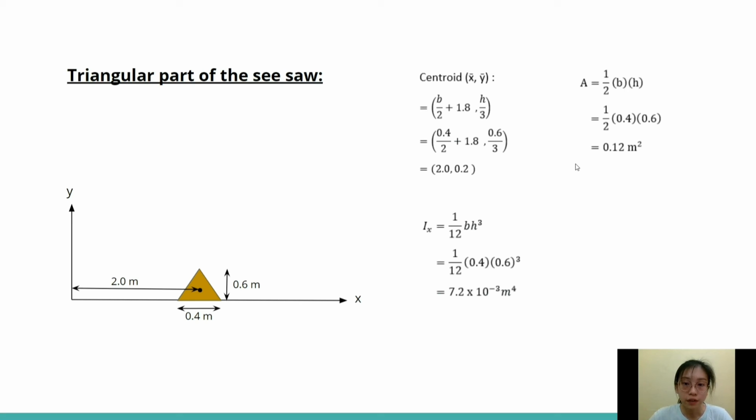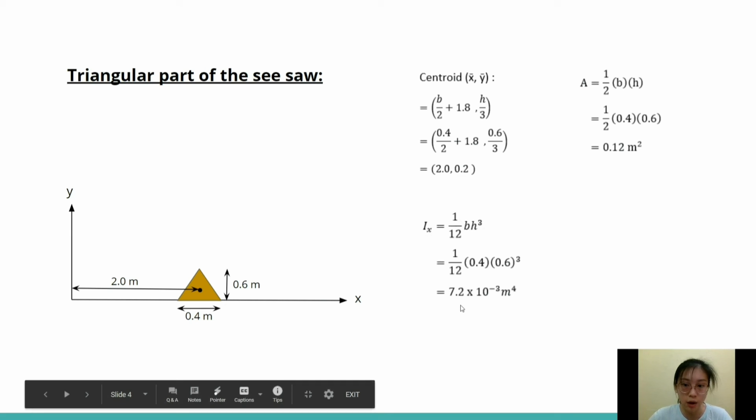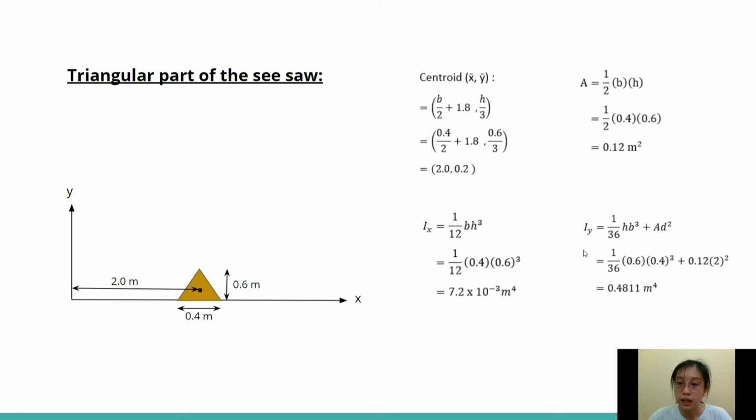For the moment of inertia with respect to the x-axis, we are using 1 over 12 bh cubed. Again, b is the base of the triangle, h is the height of the triangle. So we can get this answer, 7.2 times 10 to the power of negative 3. Now we can calculate the moment of inertia with respect to the y-axis, which is 1 over 36 hb cubed plus Ad squared. A is the area of the triangle and d is the distance between the centroid of the triangle and the y-axis.